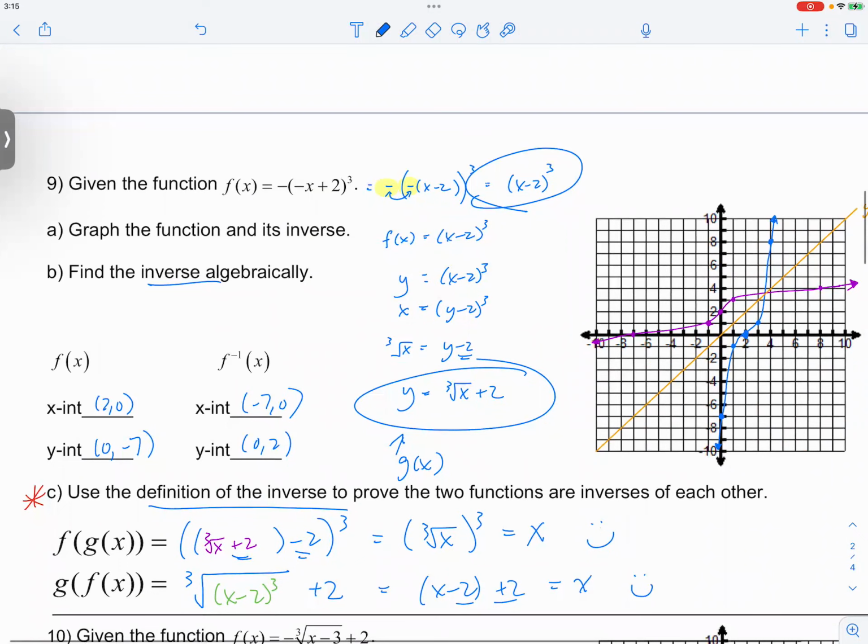Okay, so that's the kind of questions you will be asked to do involving inverses: finding inverses, plotting inverses, graphing inverses, and providing proof of the inverses.